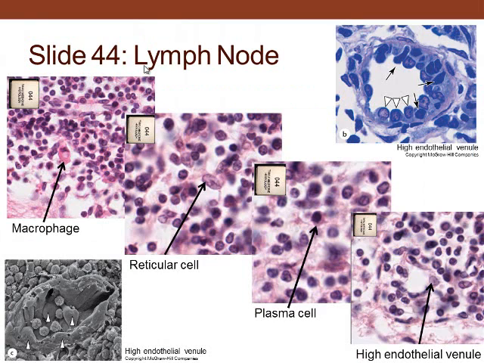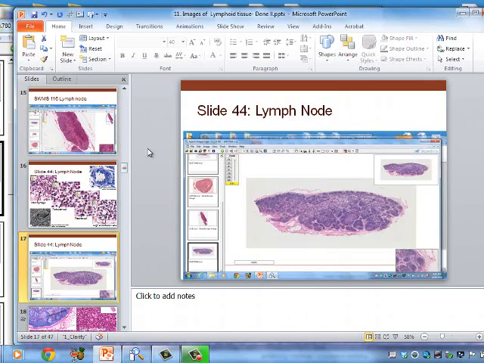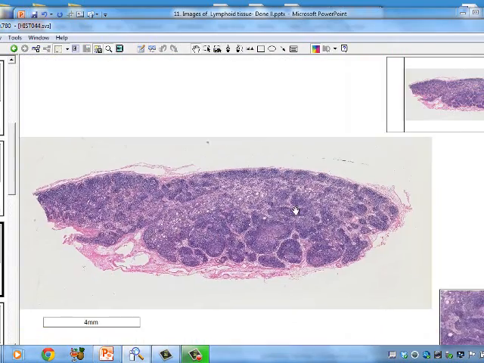So if we look at a lymph node in slide 44, we can see macrophages in there which gobble up things and present antigens to the lymphocytes. We also see reticular cells. The reticular cell actually makes the reticular fibers, plasma cells to produce antibodies, and the high endothelial venules. So we can see the high endothelial venules here and over there too, and that's the source of lymphocytes getting out of the blood.